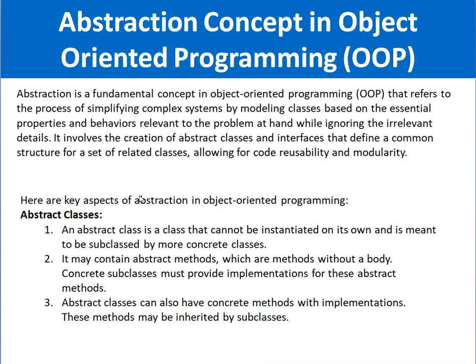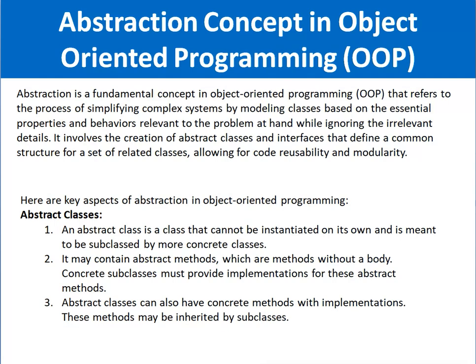First of all, an abstract class is a class that cannot be instantiated. That means you cannot make an object of that class on its own, and it's meant to be subclassed by more concrete classes. It may contain abstract methods, which are methods without a body. Concrete subclasses must provide an implementation for these abstract methods. Abstract classes can also have concrete methods with implementations. These methods may be inherited by subclasses as well.